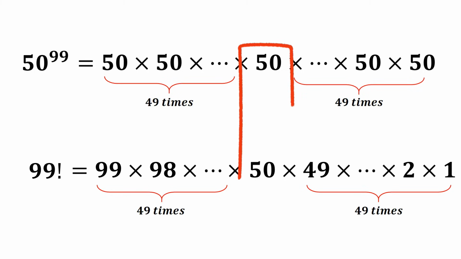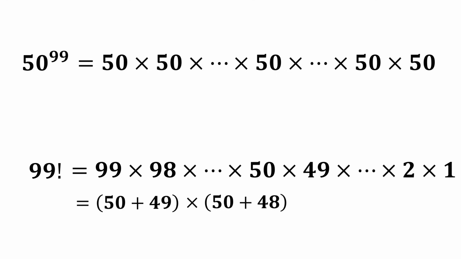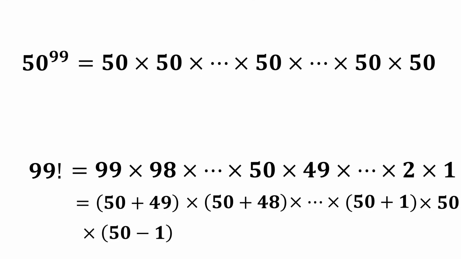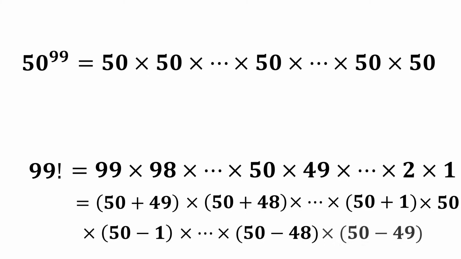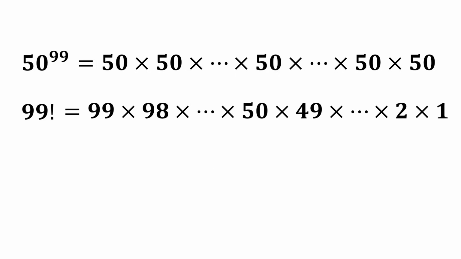Here, the number 50 plays the role of a central value. So let's rewrite the terms of 99 factorial around the number 50. For example, 99 can be written as 50 plus 49, and 98 becomes 50 plus 48. We continue this process until we reach 51, which is 50 plus 1. We leave the number 50 by itself for now. Then we look at the smaller numbers. 49 becomes 50 minus 1, and 48 becomes 50 minus 2. And we continue like this until 1 becomes 50 minus 49. Interesting, right? Now we group these expressions in pairs.